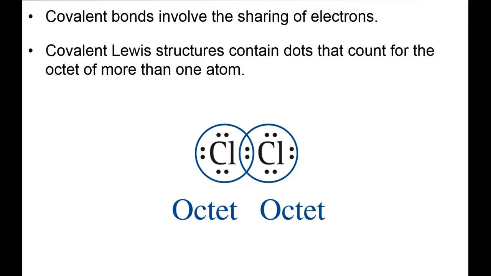With the covalent bond, remember we said a covalent is with no metals in it at all, and they are going to be sharing electrons.